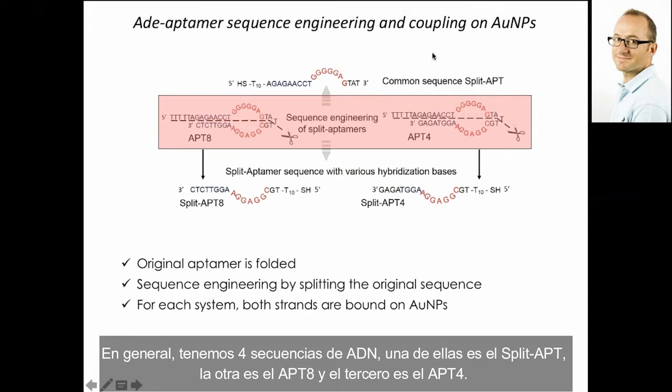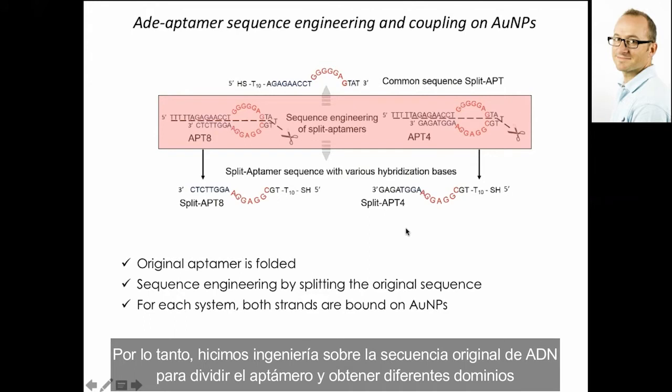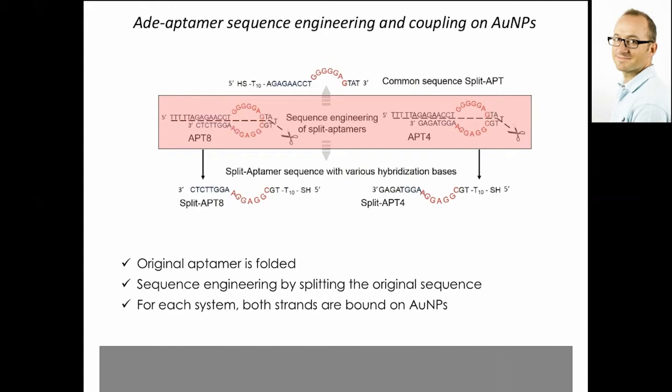So we get 3 different DNA strands. One is split aptamer, which is this one. The other one is split aptamer 8, namely this one. And the third one is split aptamer 4, it's this one. So as you understood, we made some engineering on the original sequence to split the aptamer to get different domains that can reassemble together to form the full and functional DNA aptamer.